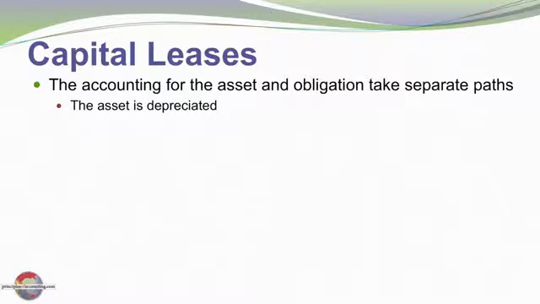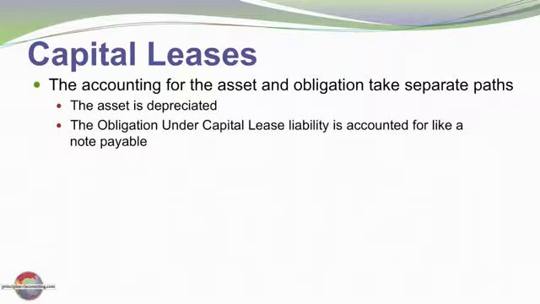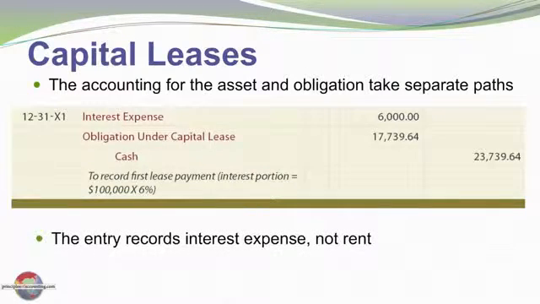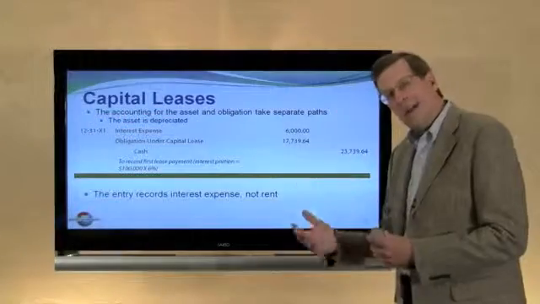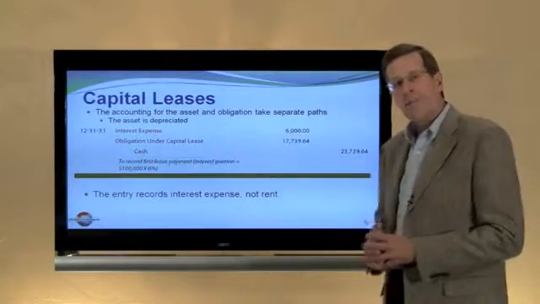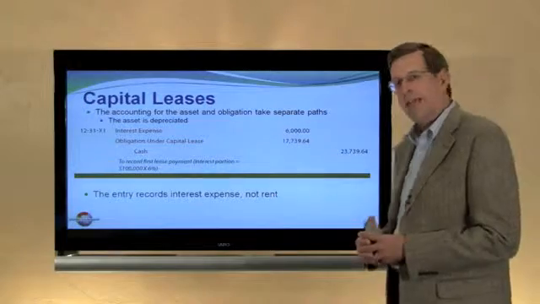The asset, the $100,000 asset, would be depreciated over the 5-year period. The obligation under the capital lease is accounted for like a mortgage note. Here I'm showing the first payment, credit cash, $23,739. That's the first year. I'm actually going to record interest expense. It's interest expense, not rent, for 6% of the liability, and the difference reduces the liability. If I were to carry this out for 4 additional years, the last payment would exactly pay off the last amount of interest and the obligation.